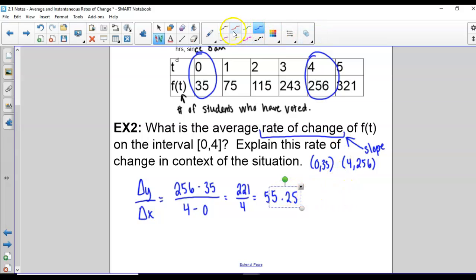So I always think this is change in y over change in x. What is y measured in? That line on the table that stands for y, what does it represent? Number of students, right? So it is measured in students.